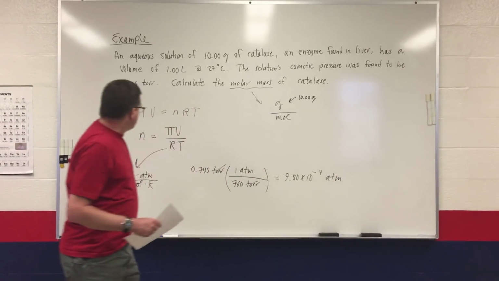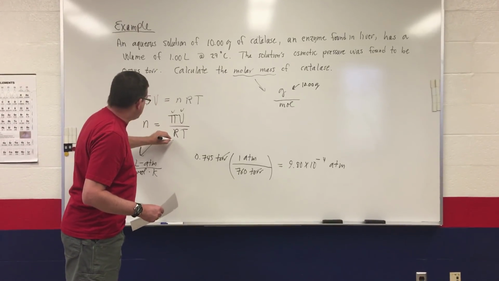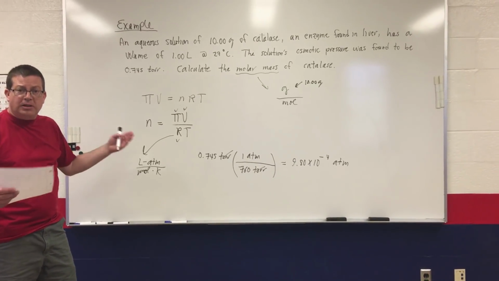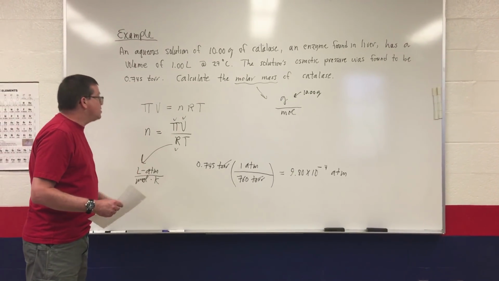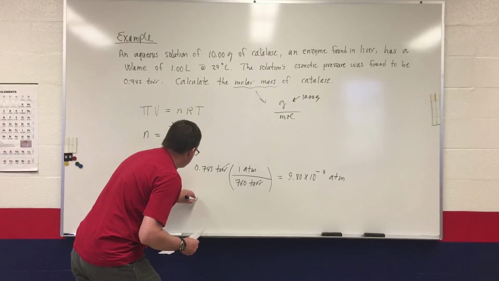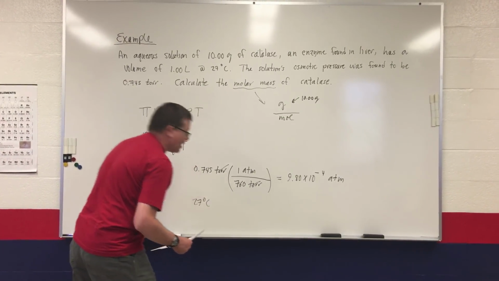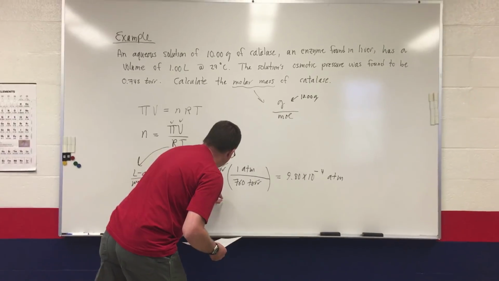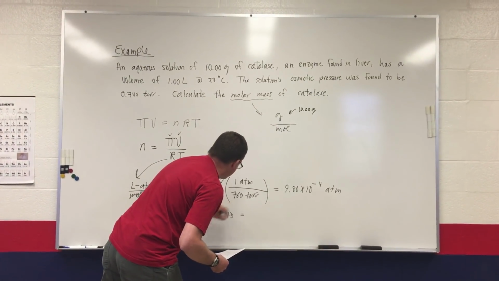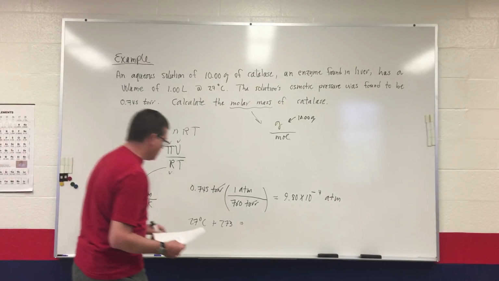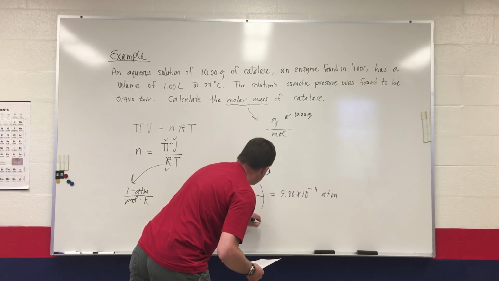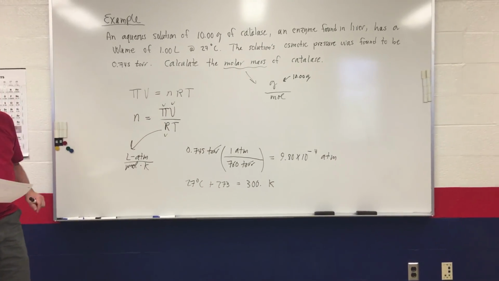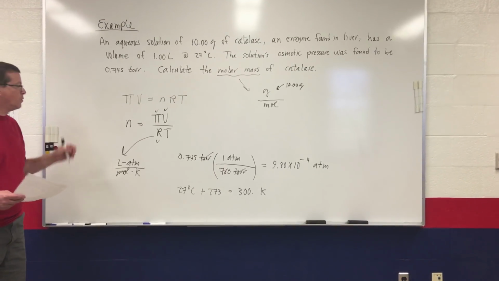All right, so we've got π, we've got V, we know what R is, but we still need a temperature. Temperature is 27 degrees Celsius. Now we need to get that to Kelvin. All right, so we know how to do that. So I'm going to take my 27 degrees Celsius and add to that 273 Kelvin. And that'll take me to my Kelvin temperature, and that turns out to be 300 Kelvin. So now I'm in a position to go ahead and substitute everything into my osmotic pressure equation solved for moles.